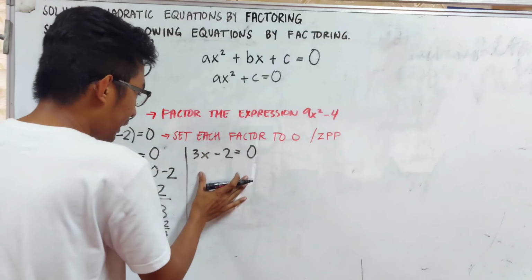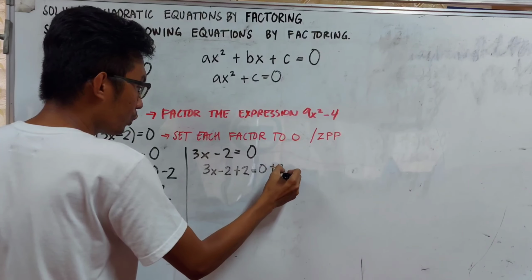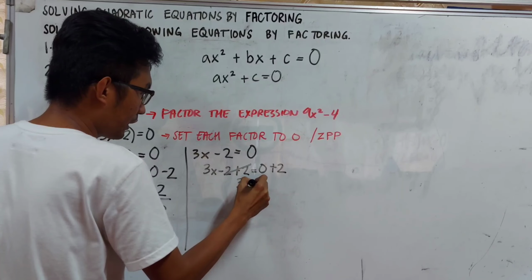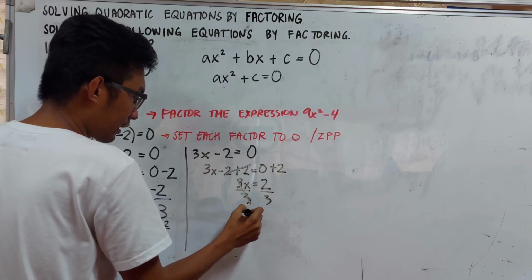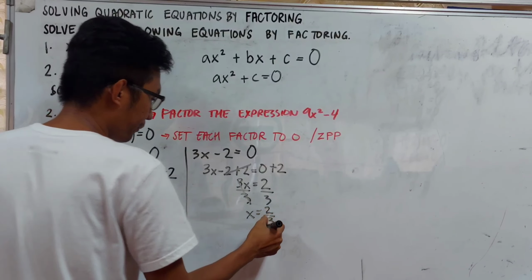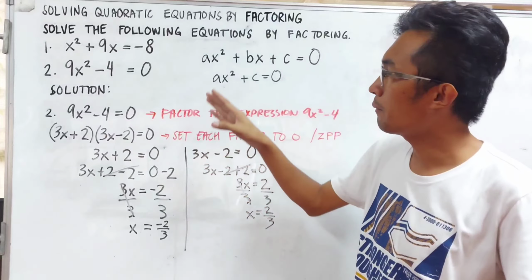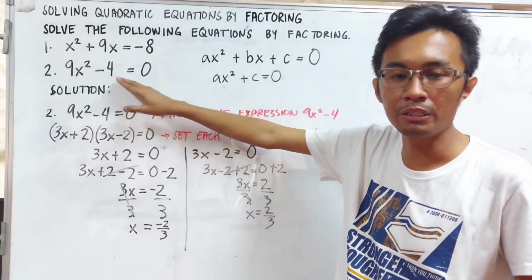Dito naman sa kabila, 3x minus 2 equals 0. By using addition property of equality, add both sides by 2 to eliminate negative 2. Then, wala na to. Matitira is 3x equals 2. Divide both sides by 3. Then, x equals 2 over 3. Ngayon, si negative 2 over 3 and si 2 over 3, ayun daw yung values ni x. Kapag sinubstitute mo dito, magsasatisfy to the given quadratic equation by checking. Check na.